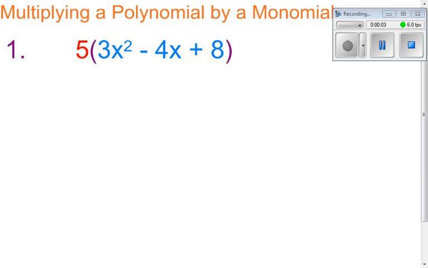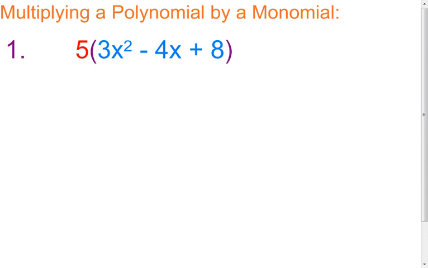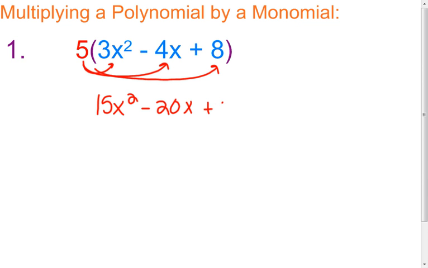Alright, in this first example we're going to be looking at multiplying a polynomial by a monomial. This first one you have done many times before, but I just want to jog your memory. When you see something like this in front, what you need to do is distribute. So I will take 5 times 3x squared and get 15x squared. 5 times negative 4x and get negative 20x. 5 times 8 and get 40.